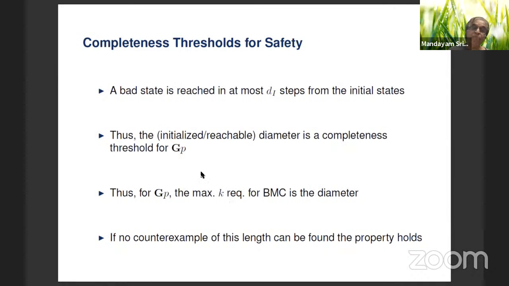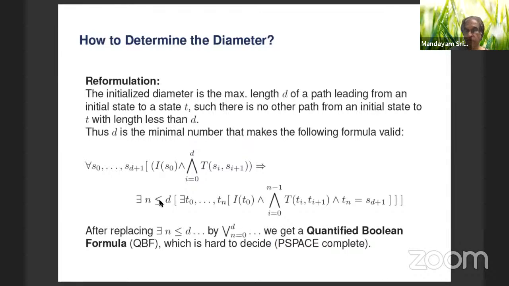So if you somehow can compute the diameter for the transition system and run up to it, that can serve as a completeness threshold for these kinds of properties. Okay? The question is, how do you determine the diameter? Now, that is as hard as, if not harder than, the model checking problem itself.